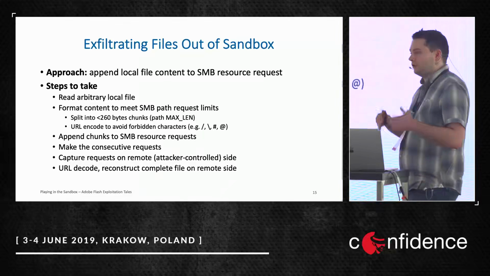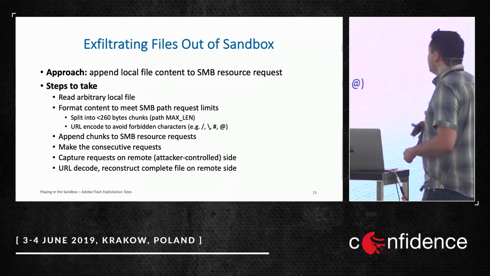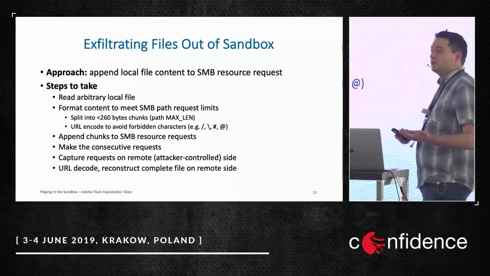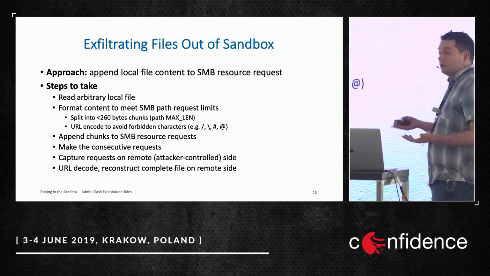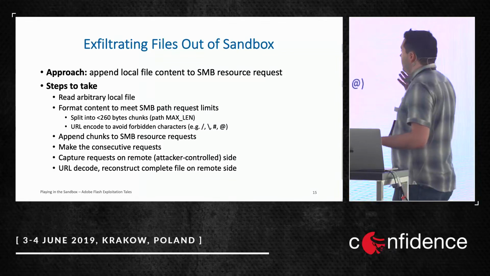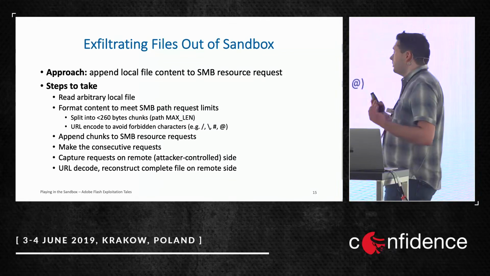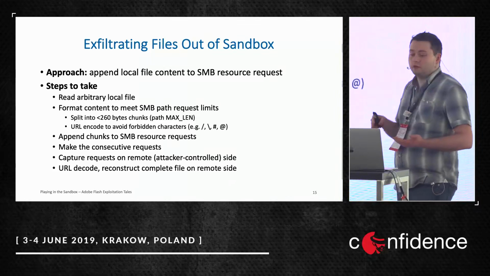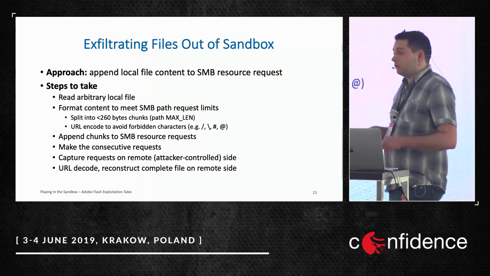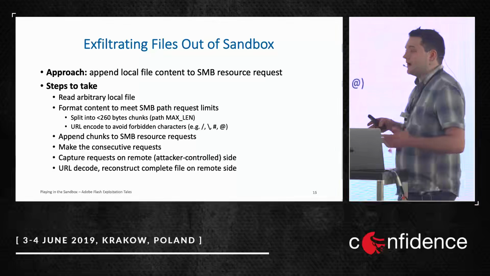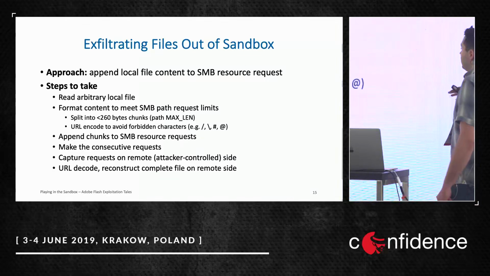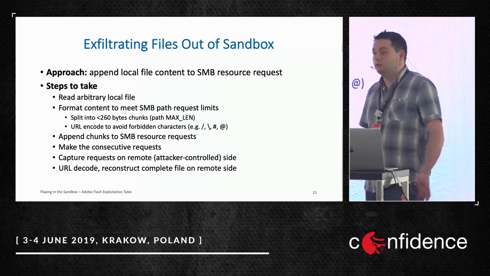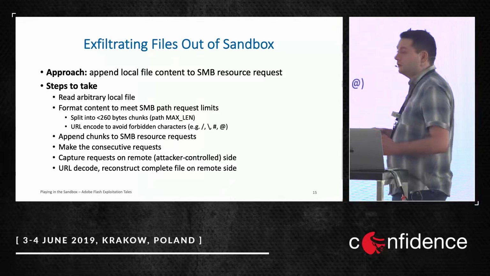So this is, of course, interesting. We just escaped the local sandbox, but we want to steal some files. So the approach is basically you append local file content to the SMB resource requests that you make. A couple of basic steps. So you read the file that you're interested in, and then you take into account some of the SMB path restrictions. So the file you're reading, you need to split in at most 260 bytes, and then URL encode whatever content it has. Then you append the chunks to all the SMB resource requests you're going to make. You make the requests, and on the attacker end, you capture all your requests and reassemble the entire file.